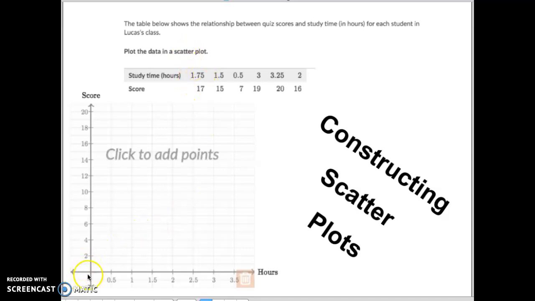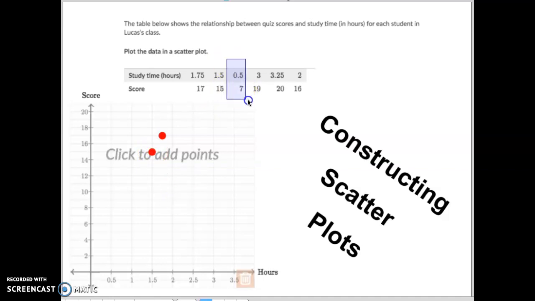So 1.75, we go over to 0.5, 1, 1.5. Let's see, 1.75 would be right in the middle right here. And then we need to go up to 17. So we go from that 1.75, we go all the way up to 17, which is right here. And we put a dot right there, okay? Then we go 1.5, 15, so 1.5 over and up to the 15, which would be again right between 14 and 16, so right there in the middle.